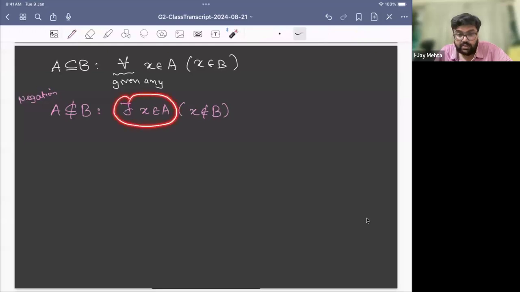When we use this existential quantifier, there exists x in A, then we say such that, because existence is giving some condition. So when we say there exists x in A such that x is not in B. But when we use given any x in A, x is in B, then we don't say such that. So this is a property. Is it clear, everyone? Quickly, yes. Okay. No? Akanksha?